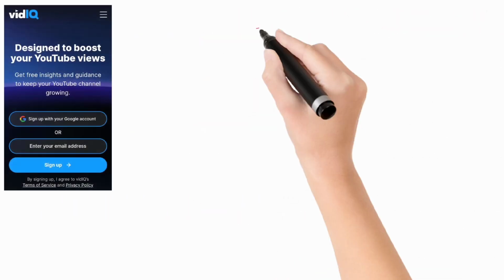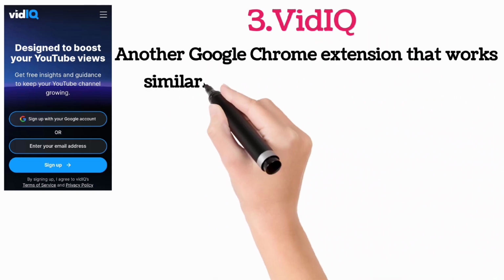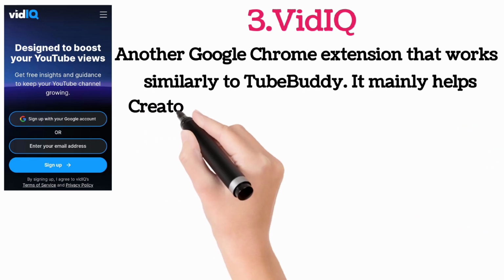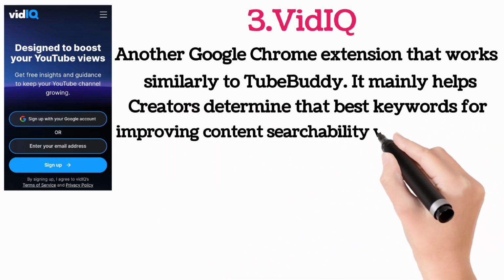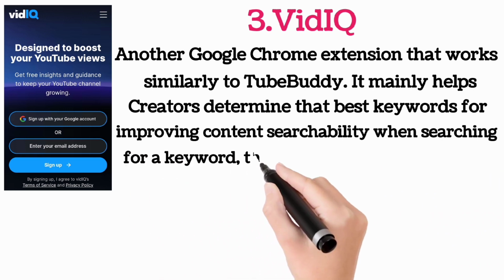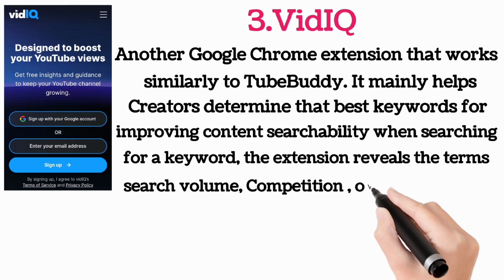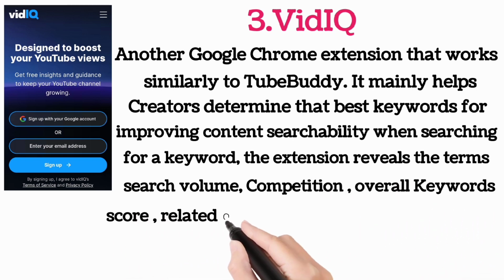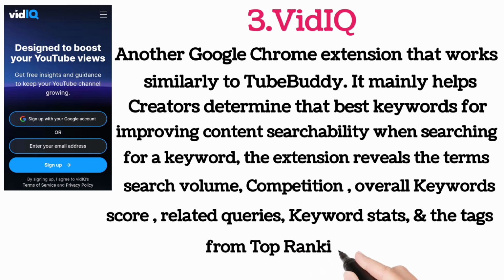3. VidIQ, another Google Chrome extension that works similarly to TubeBuddy. It mainly helps creators determine the best keywords for improving content searchability. When searching for a keyword, the extension reveals the term's search volume, competition, overall keyword score, related queries, keyword stats, and the tags from top-ranking videos.